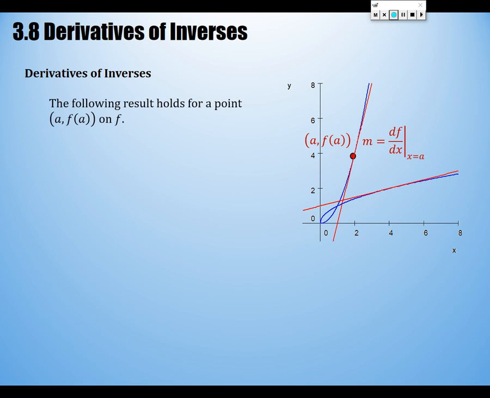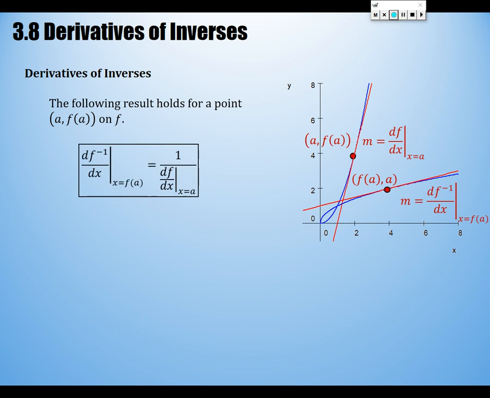So, what's the point over here? If this is the point here, f of a comma a, how do we say what the derivative is? Well, it's 1 over this whole thing. I don't know how else to write this, and neither does anyone else. So we write this. What is the derivative here? Well, it's the derivative of this function over here, which is f inverse with respect to x, evaluated at the y coordinate, f of a. The notation is terrible, but there it is in a box.